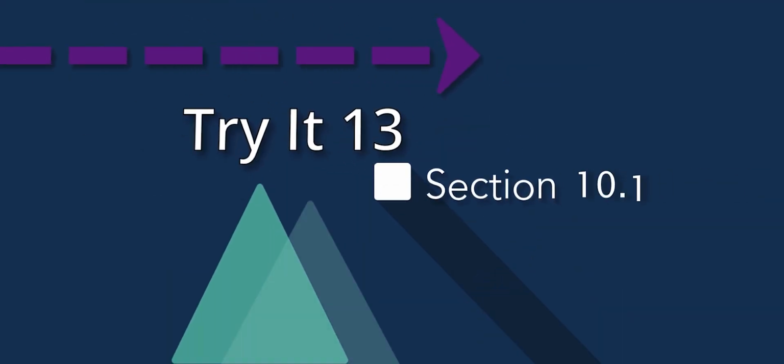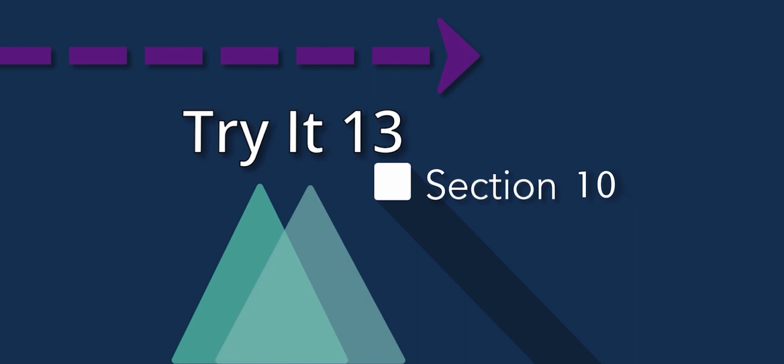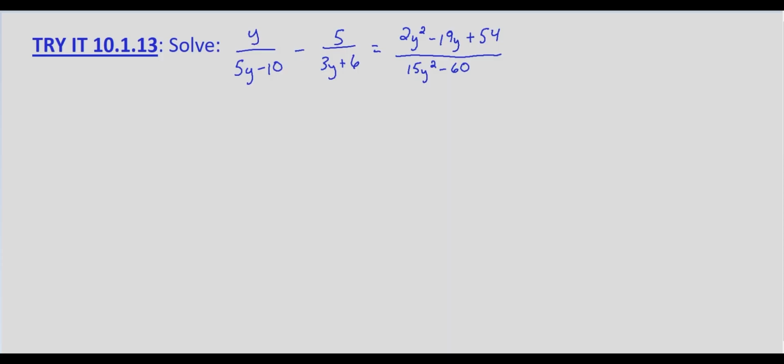So once again, solving a rational equation. In this case, in typical fashion, things just get a little bit more complicated. The process is exactly the same. So first we look at factoring our denominators. If we factor our first denominator, we end up with y over, factor out the 5, so 5 times y minus 2, minus 5 over, factor out the 3, 3 times y plus 2.